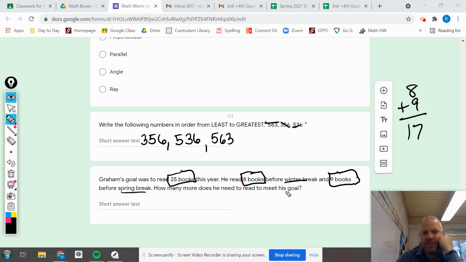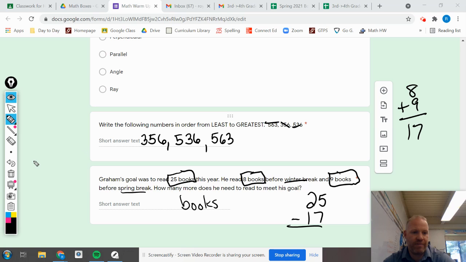He wants to read 25. So his total is 25. He's read 17. How many more books does he need to read? Once you do your subtraction, then don't forget that this is a word problem and needs a word answer. So how many more books does he need? So it's books. Don't forget to write books after you write your answer.